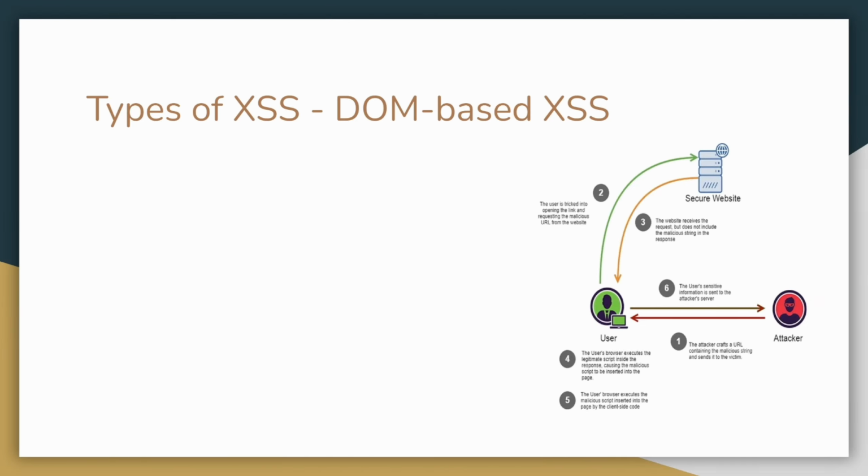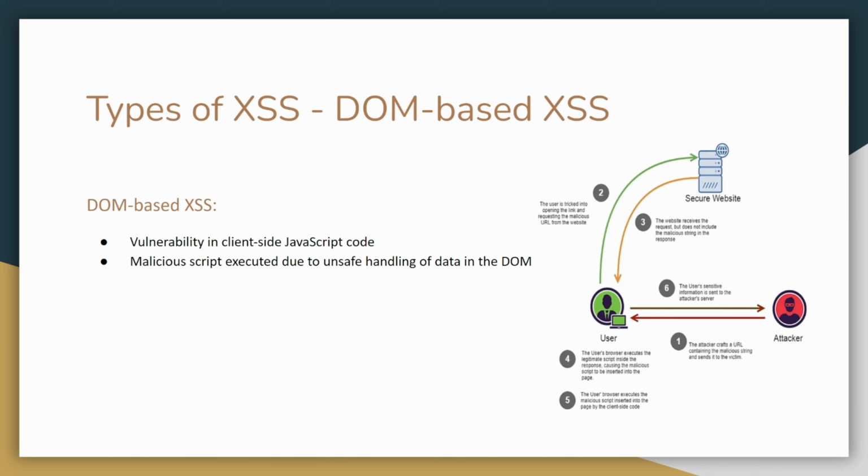The third major type of XSS we'll discuss is DOM-based XSS. This one is a bit different as the vulnerability lies in the client-side JavaScript code itself, rather than the server-side code directly. In DOM-based XSS, the malicious script is executed due to the unsafe handling of data within the document object model, or DOM. The DOM is essentially the structure of the HTML page that JavaScript can interact with. What's interesting about DOM-based XSS is that the HTTP response from the server might not actually contain the malicious payload. The vulnerability exists purely in how the client-side JavaScript processes the data.